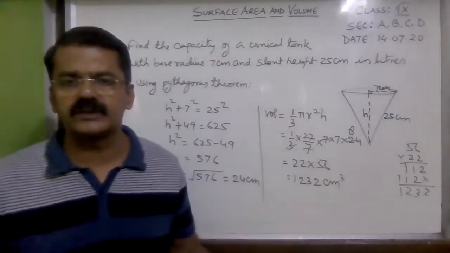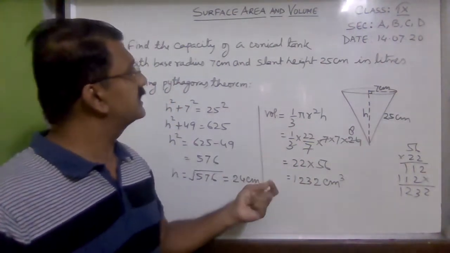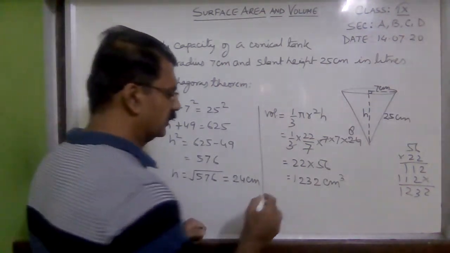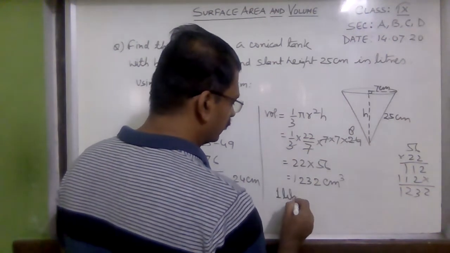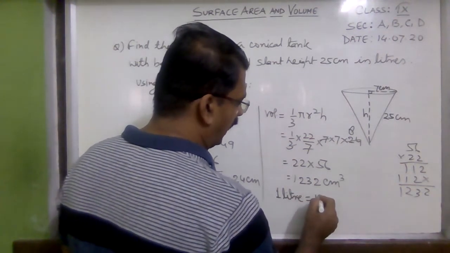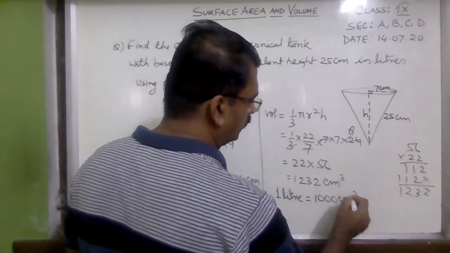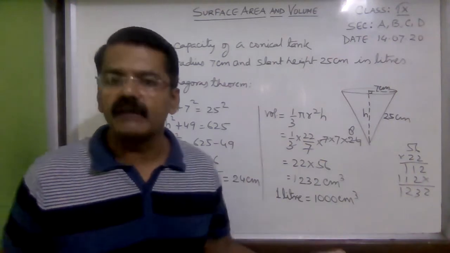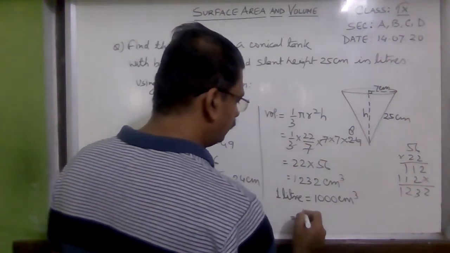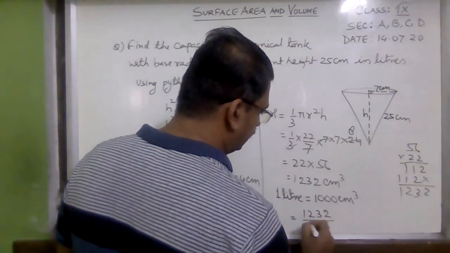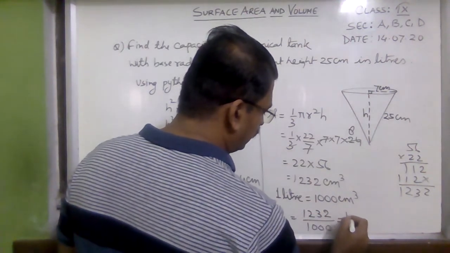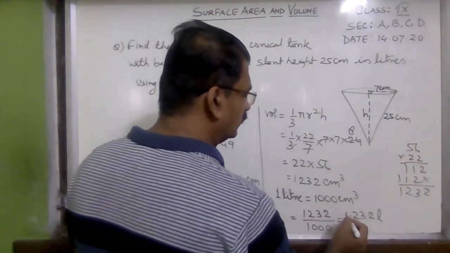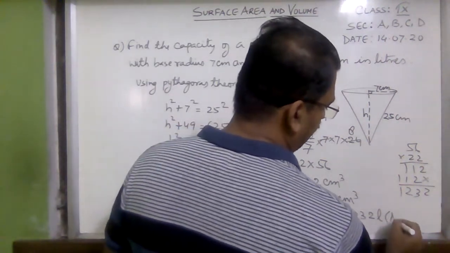But in the question, if you see, they said give your answer in liters. So you know in 1 liter there are 1000 centimeter cube. That means to convert this 1232 centimeter cube into liters, you have to divide it by 1000. So 1232 upon 1000, that is 1.232 liter. 1.232 liter is your answer.